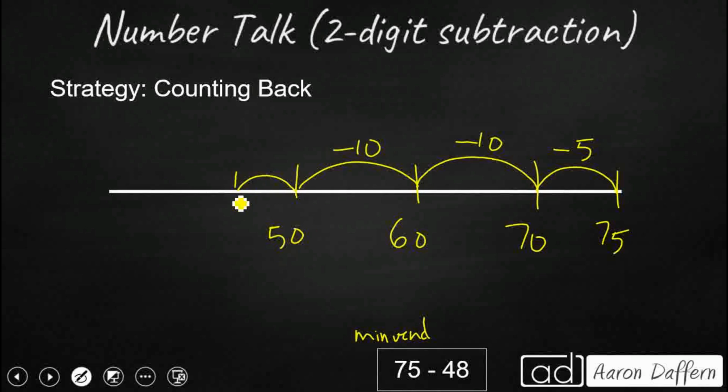Now we've got to do smaller jumps. That's going to be a 48. That's going to be minus 2. So if I add them up, 10 and 5 is 15, 25, 27.